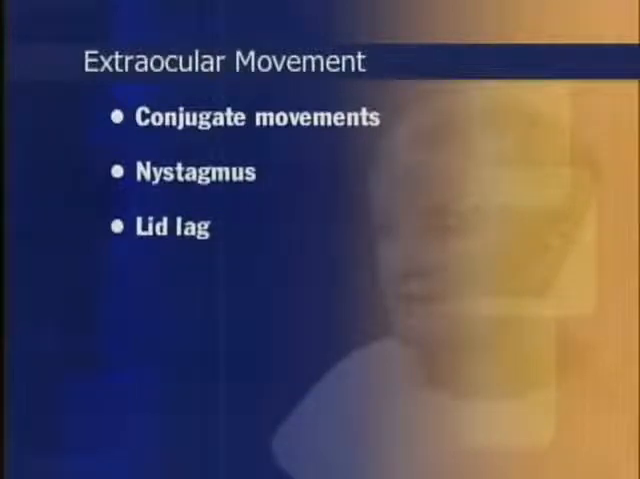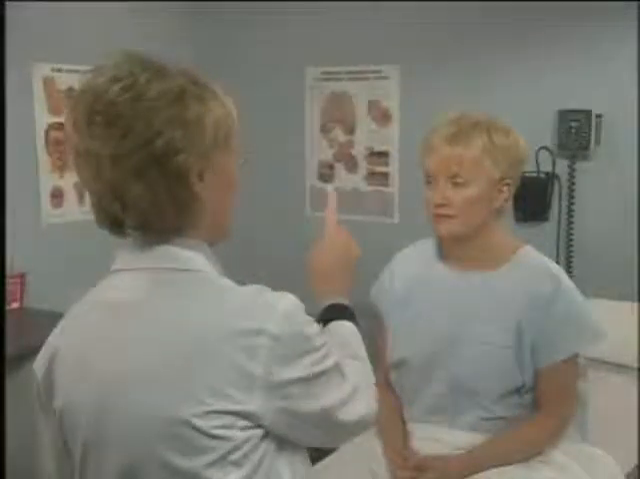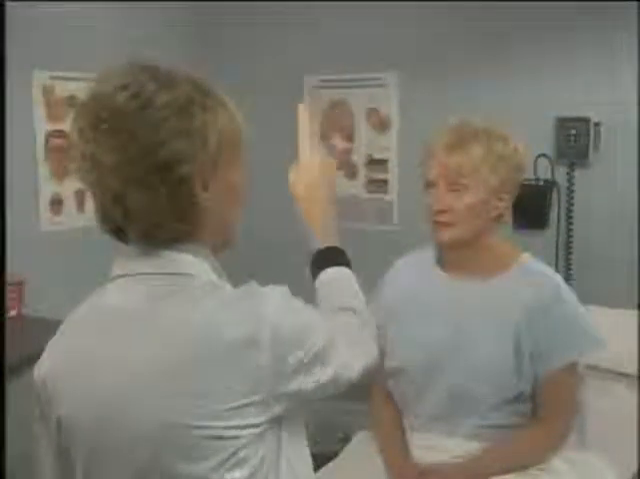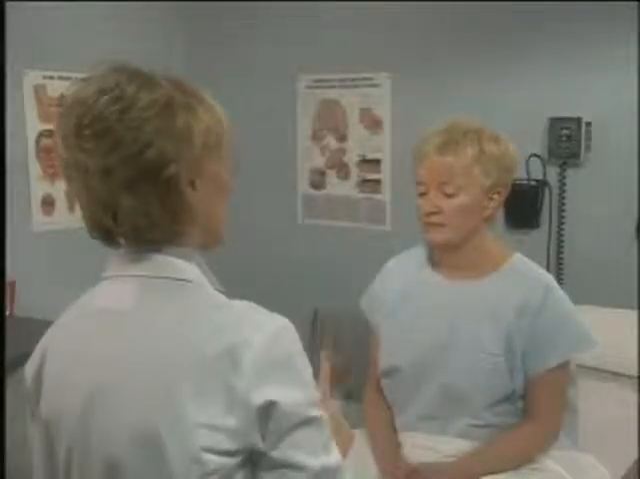Next, assess the extraocular movements, looking for the normal conjugate movements of the eyes in each direction, or any deviation from normal: nystagmus, lid lag, and convergence. Now we'll test your extraocular muscles. You will check the extraocular movements in the 6 cardinal directions of gaze. Follow my finger. These directions correspond to the coordinated action of 6 muscles involved in eye movement innervated by cranial nerves 3, 4, and 6.